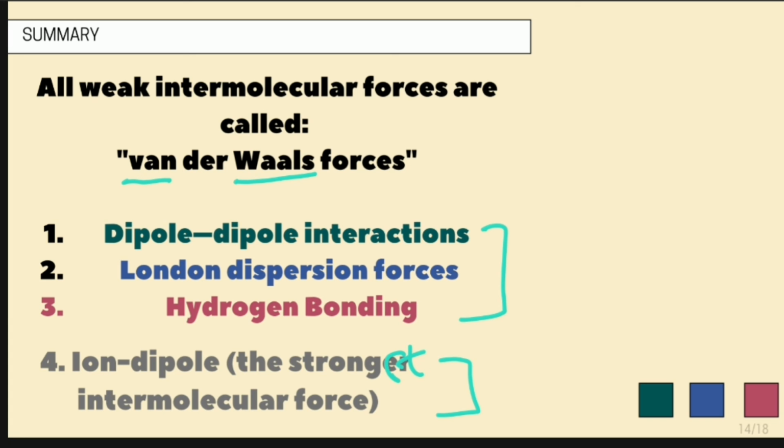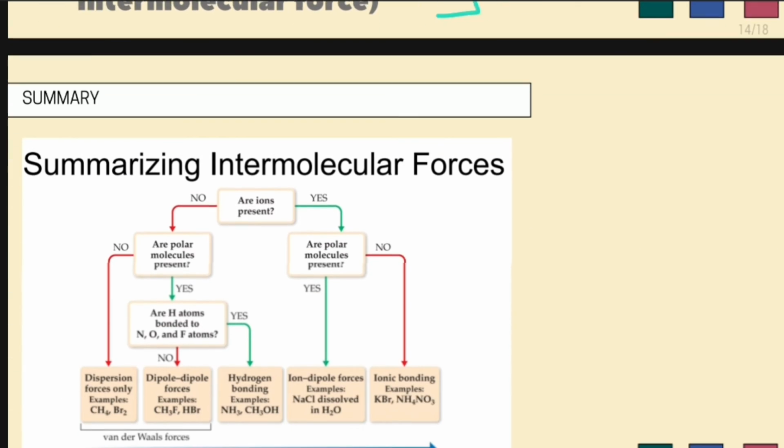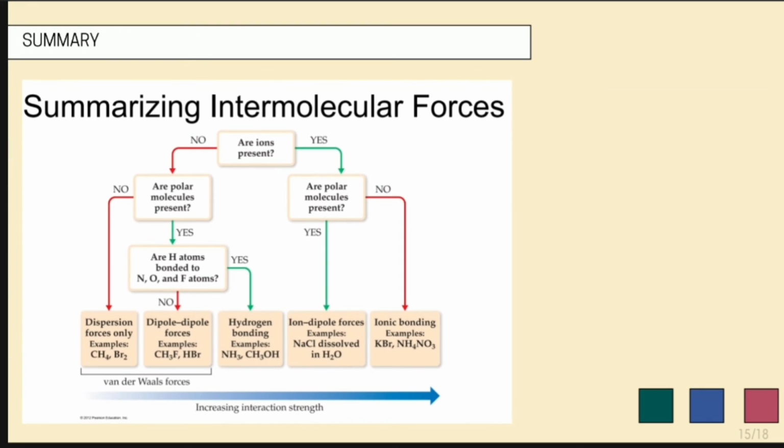Now, to guide you to determine what intermolecular force is present in a given molecule or ion interaction, let's have the summarized map of the intermolecular forces. So, ngayon, ang titingnan mo, meron bang mga ion? Para ma-determine mo sa isang atom, ion or molecule kung ano yung intermolecular force na present, tanungin mo muna, meron bang ion? So, ano bang ion? Ion, yun yung may charge na atom.